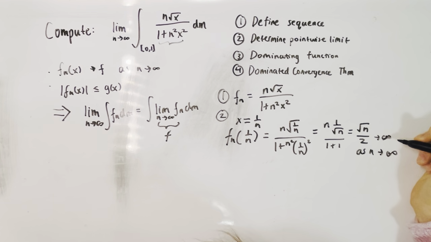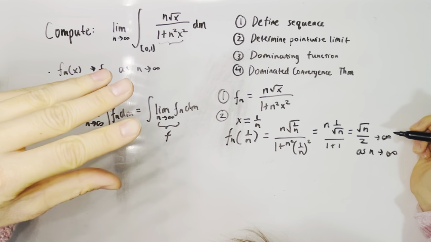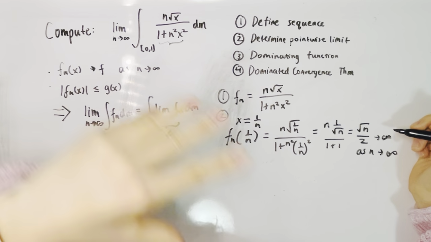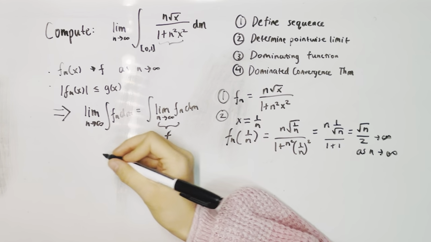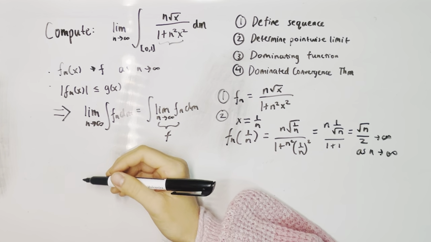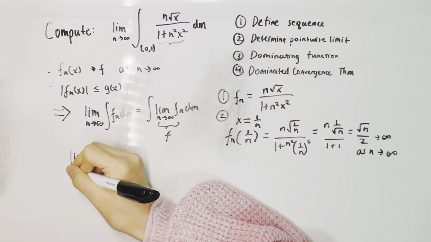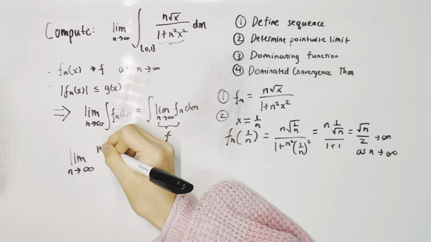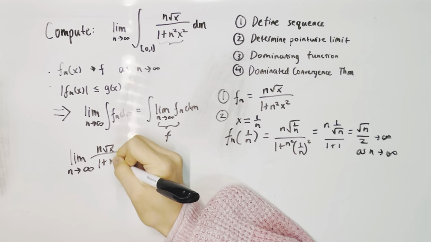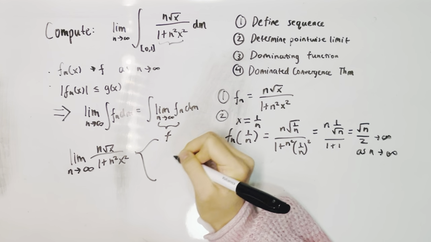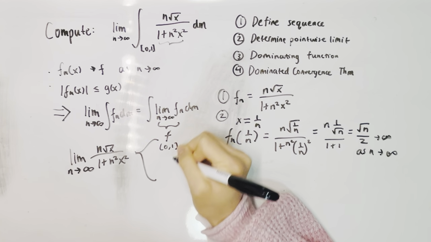So we can only say that we have pointwise convergence, which means that if we fix an x, then eventually as n gets large, our function goes to 0. So basically now we can show this pointwise limit, not the uniform limit. The limit as n goes to infinity of n square root x over 1 plus n squared x squared. Let's split it into 0 to 1 and 0.